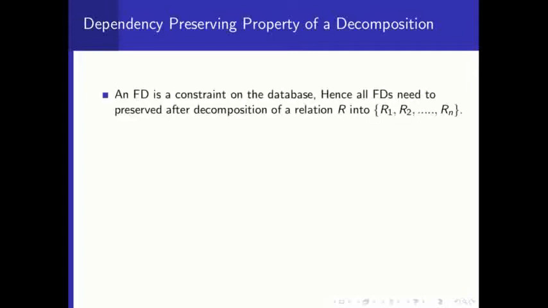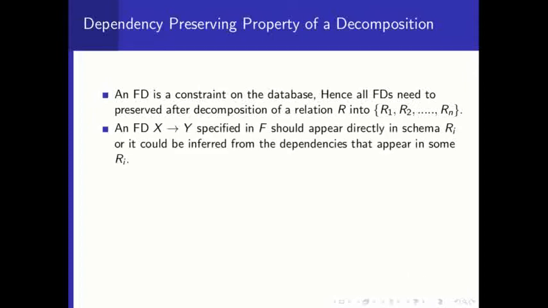Now we'll look into the dependency preserving property of decomposition. Lossless join decomposition guarantees no spurious tuples; generation of new spurious tuples is over. Now next is the dependency preserving property of decomposition. An FD is a constraint on the database. Hence, all FDs need to be preserved after decomposition of relation R into R1, R2, up to Rn.